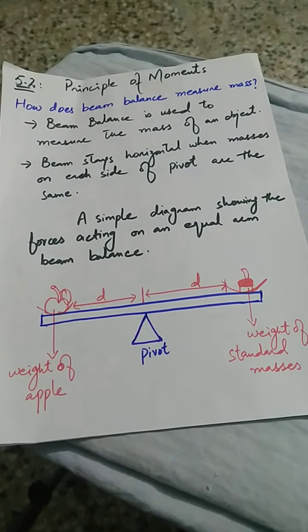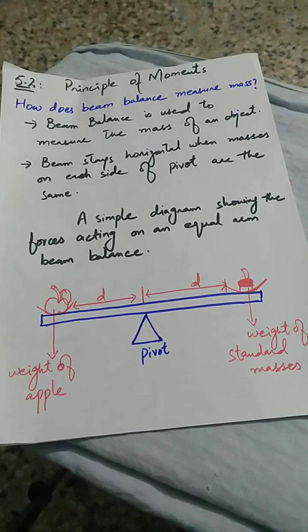Before starting this topic, it is necessary for us to have a general understanding about the device which measures unknown mass. The device which we are going to discuss is the mechanical device known as the beam balance, which is used to measure the mass of an object. How does that beam balance work? It stays horizontal and the masses are placed on each side of the pivot. When they become the same, that's how the mass is measured.